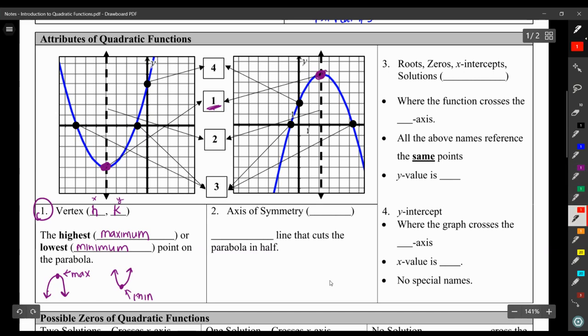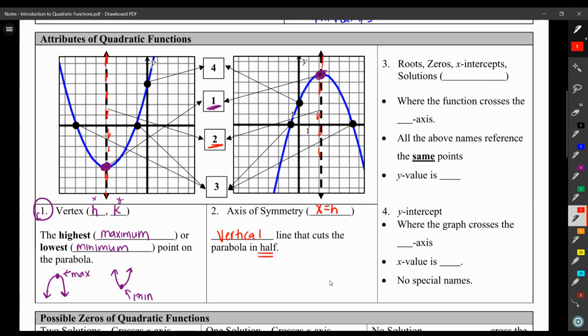Related to the vertex is something that we call the axis of symmetry. That's number 2. We have this little imaginary red dashed line. It doesn't have to be red, it can be any color. It's an imaginary vertical dashed line that cuts the parabola directly in half, and this is always x is equal to h.